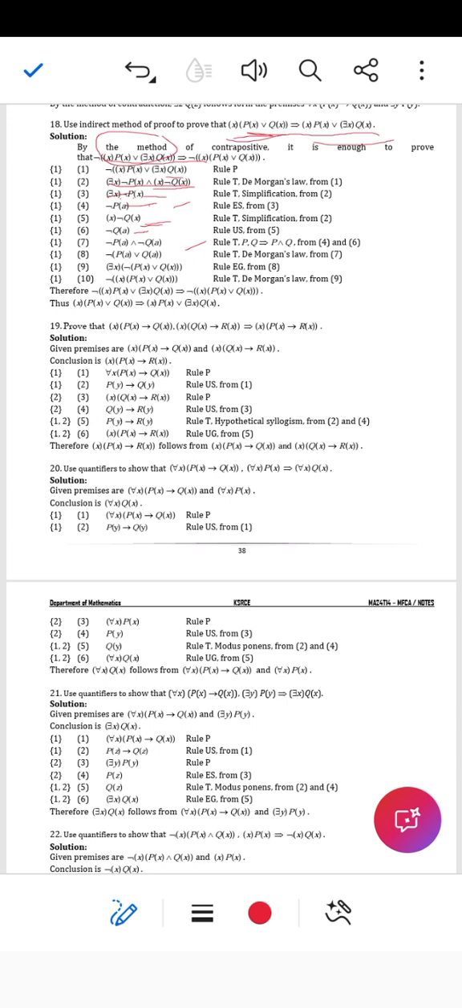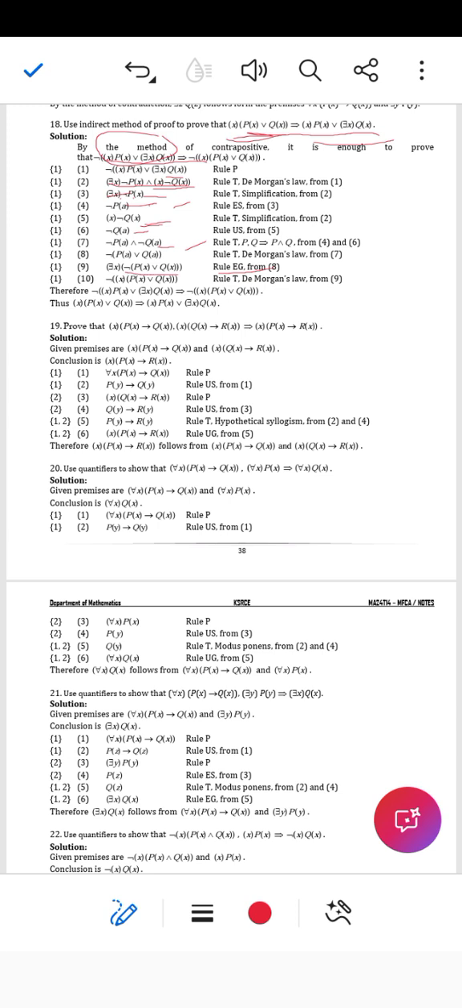In a similar manner, in the fifth step using the rule US, that is universal specification, we remove the universal quantifier and get negation Q of A in the sixth step. Now comparing the fourth step and sixth step, we get negation P of A and negation Q of A using the rule P, Q implies P and Q. Now using De Morgan's rule, it can be converted into negation of P of A or Q of A in the eighth step.